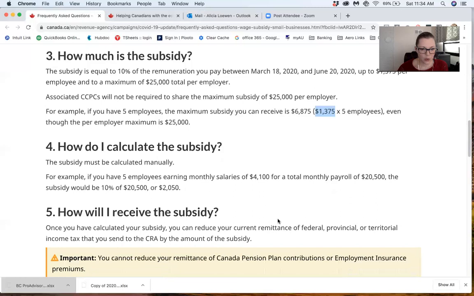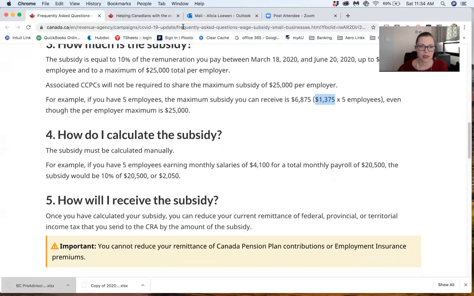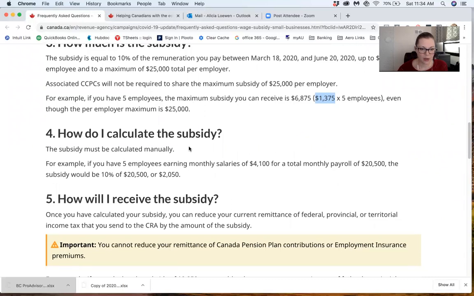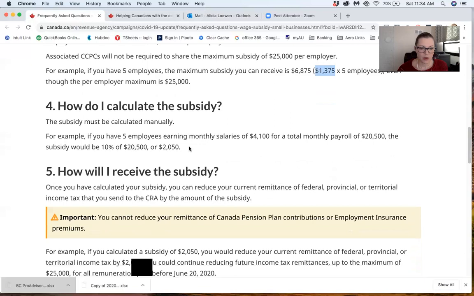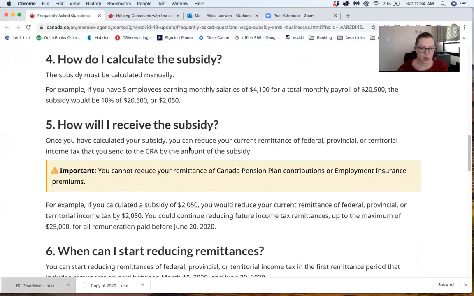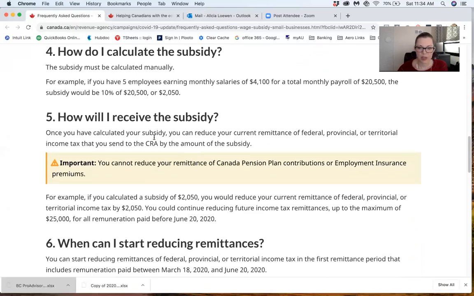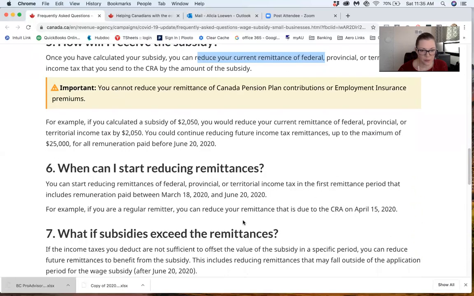I don't know if I need to go through the rest of these questions. I can put this link maybe just in the comments on my Facebook post, because I will be showing an example of how to calculate it. How you receive it is you short pay your source deductions. So you reduce your current remittance of federal, provincial, territorial income tax that you send to the CRA on your payroll source deductions.